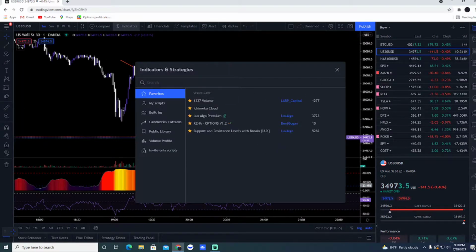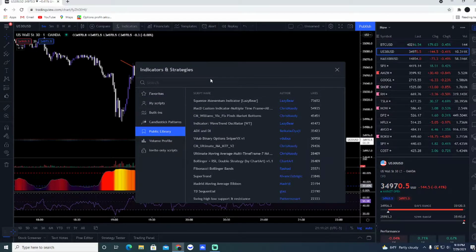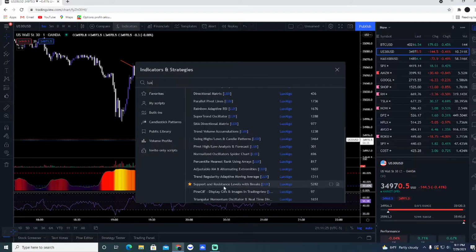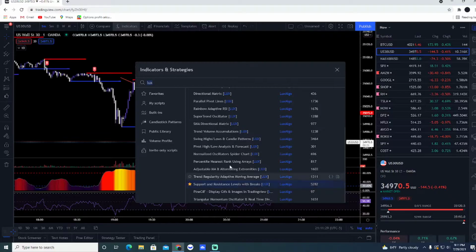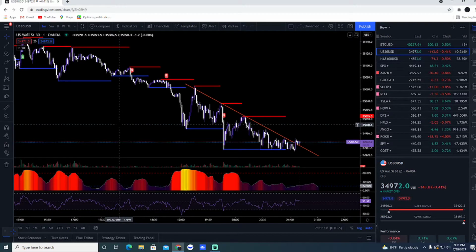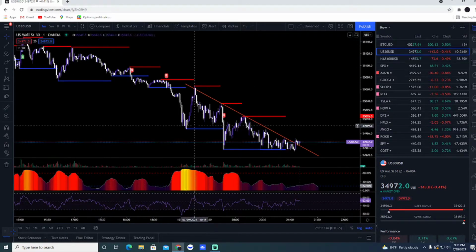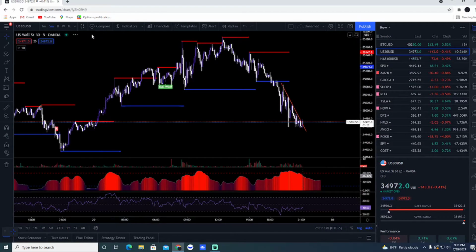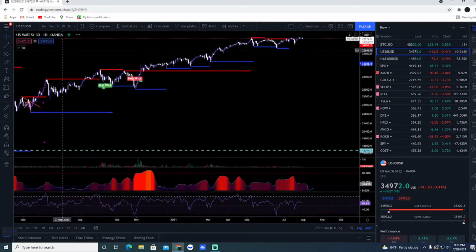So you want to go to indicators and strategies. It's at the top, second one in, and then you go to public library. You're going to want to type in Lux. Alright, and then you're going to want to go to support and resistance levels and breaks. Third one from the bottom. Click that, and it'll show you the relative support lines on the 1 minute chart, 5 minute chart, and so on and so forth.